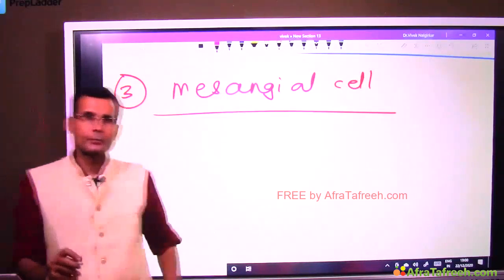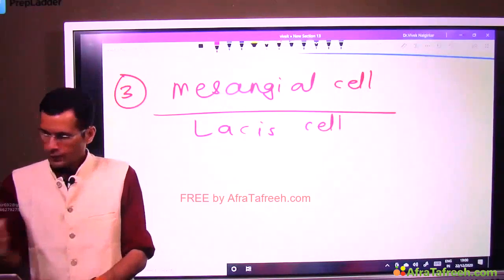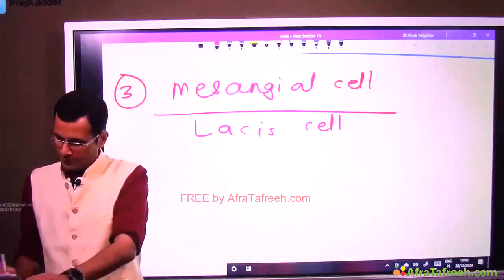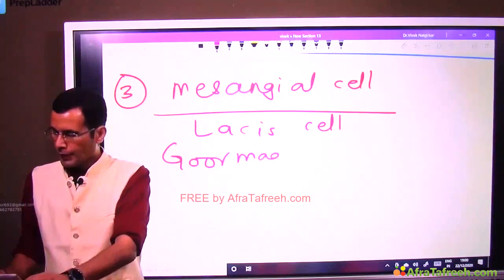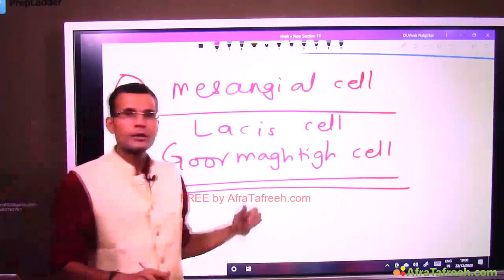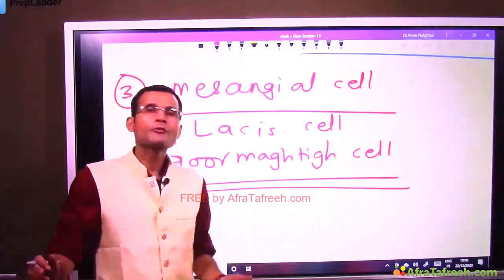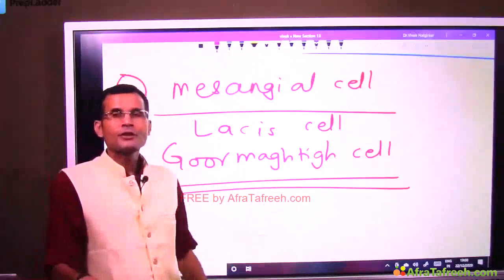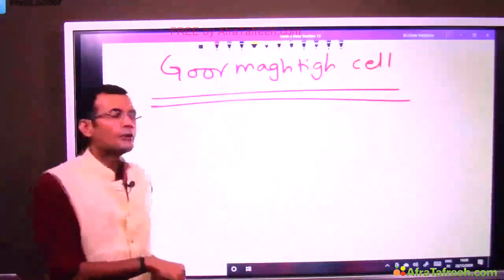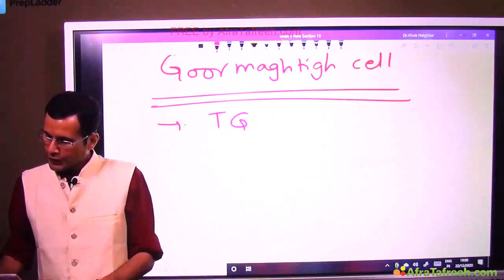It's called mesangial cell. This is also called the Lacis cell, or I have mentioned this name already, Goormaghtigh cell. Yes, very often we tend to pronounce each letter in the word, but that's not how most of the words are pronounced. Okay. Now what is the function of this cell? This also is involved in the TG feedback.